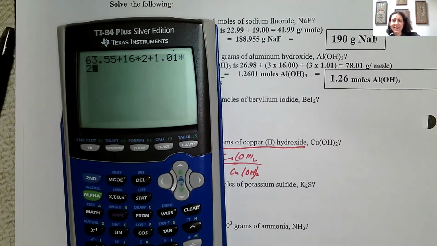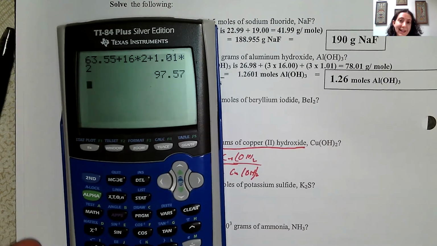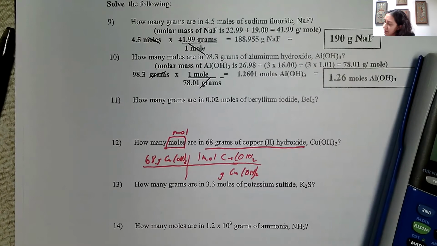Some people like to add the oxygen and hydrogen together and then multiply that number times 2. That's fine. You can do that just as well. The math is exactly the same. Doesn't matter. Either way, our answer is 97.57. So let's enter that here.